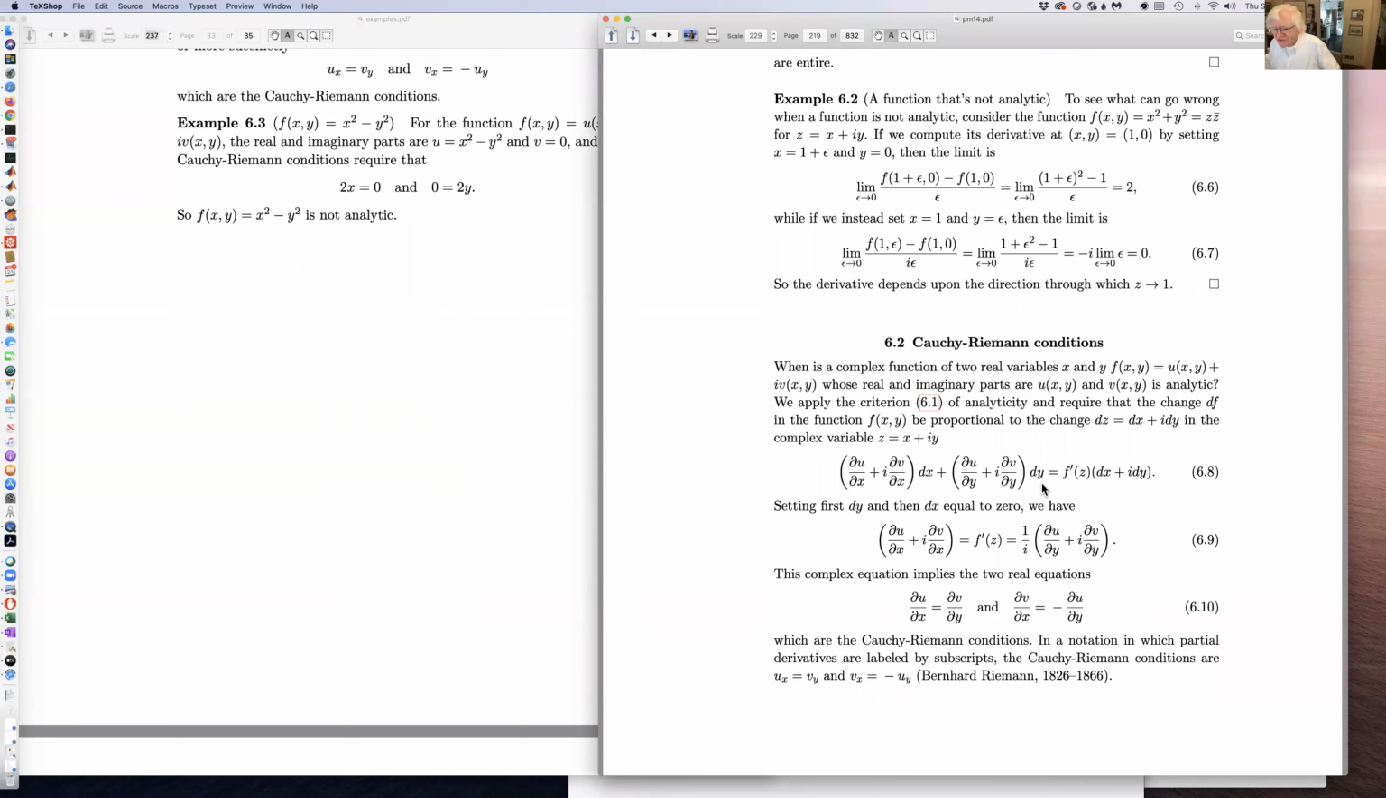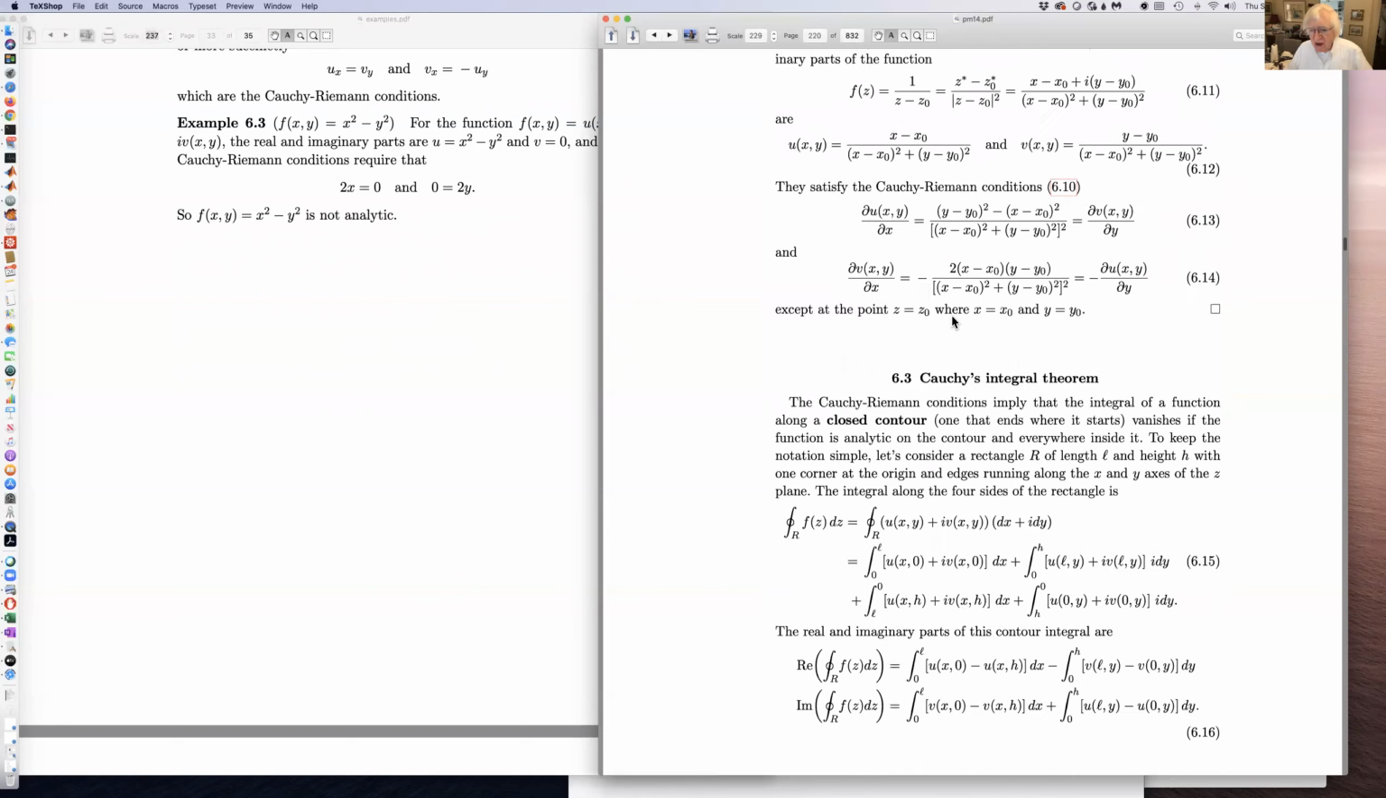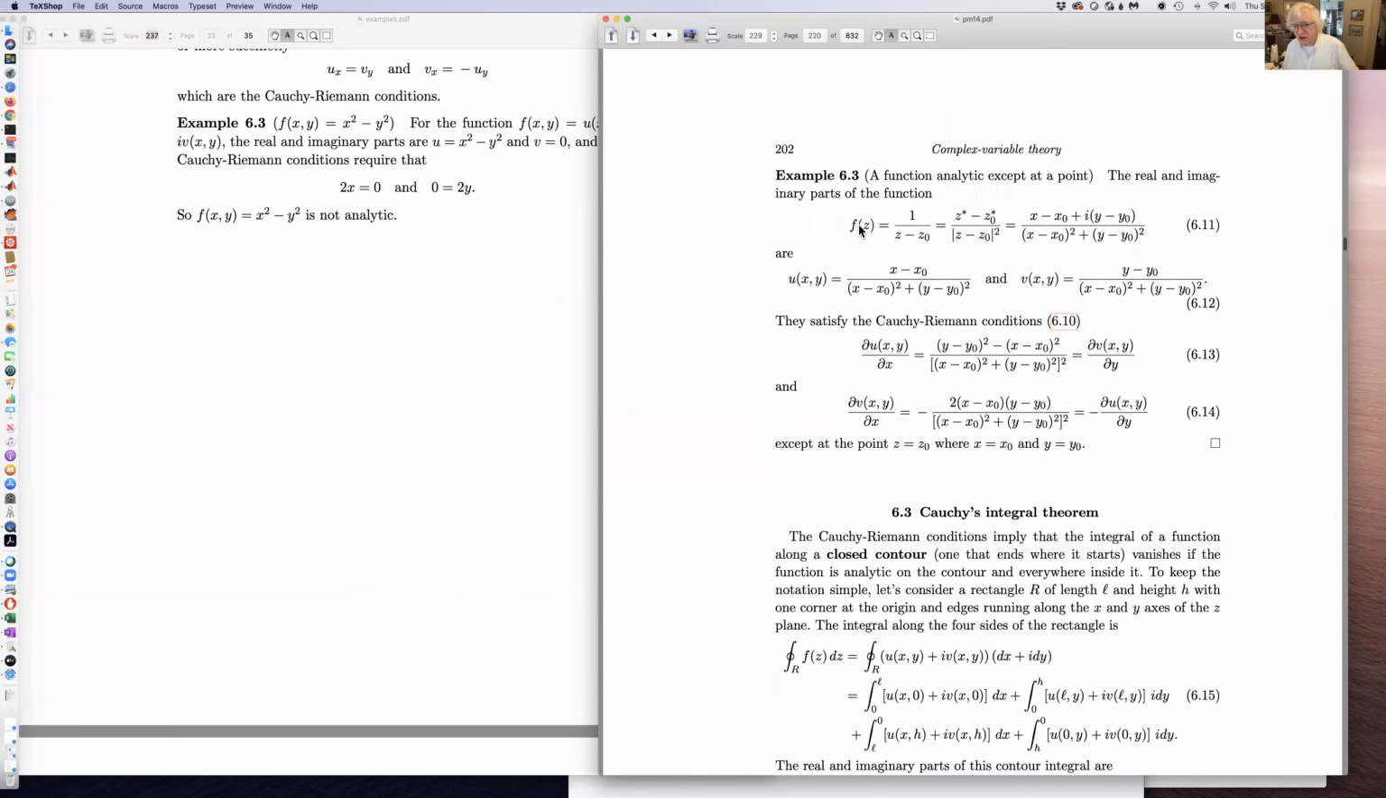For practical purposes, if the function is a function of x plus iy, then in my experience it's always analytic where it's well defined. Apart from things like 1 over z minus z0 or square root of z minus z0. 1 over z minus z0 turns out to be analytic everywhere except at z0, and we say the function f of z has a simple pole at z0.